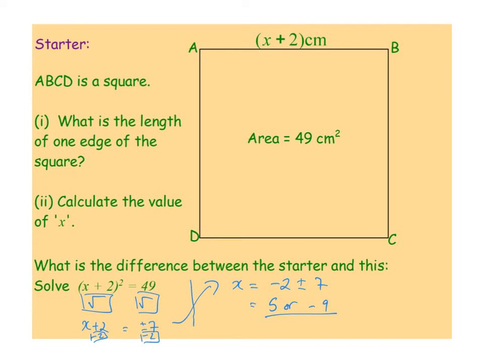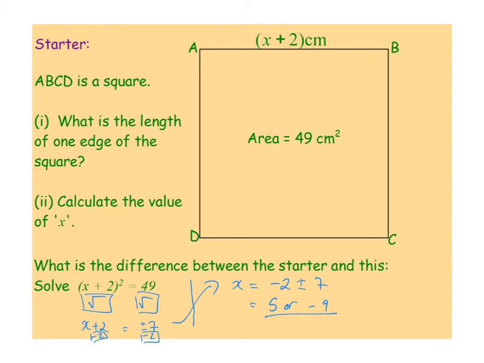So here you're going to get two answers, because this is a purely algebraic question, no context to it, nothing to say that x can't be negative. So in this question you would have two answers, 5 or negative 9. In the starter, because it was a shape question which related to lengths and areas, you know that a length can't be negative, so the length of the square had to be 7 only and not negative 7, which meant x had to be 5, positive 5 only.